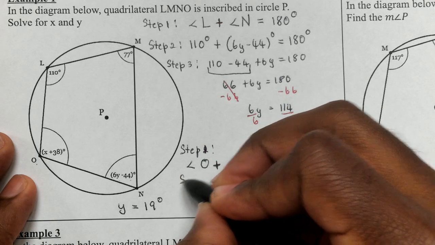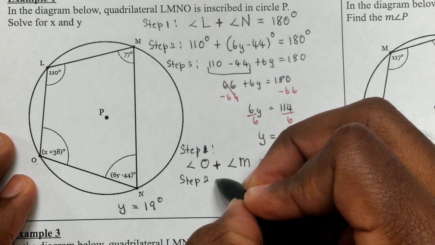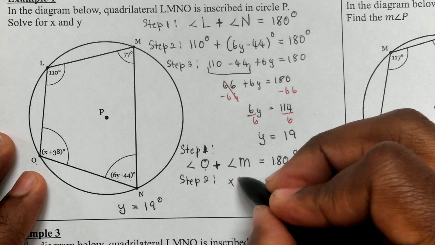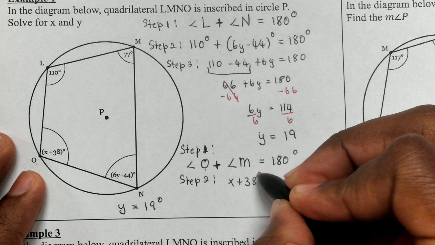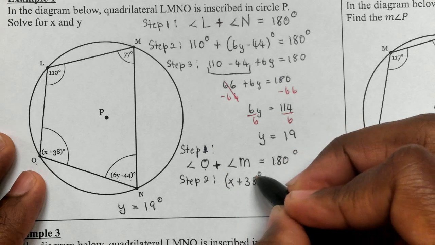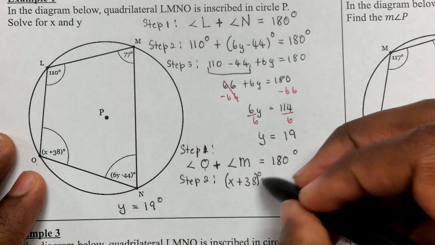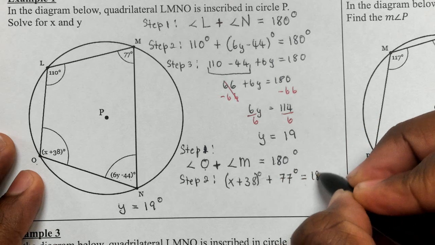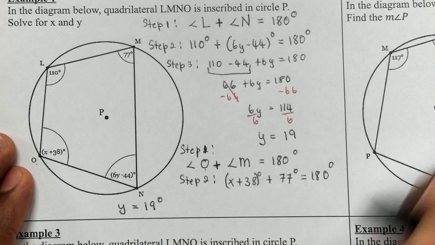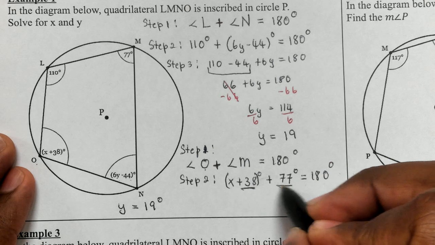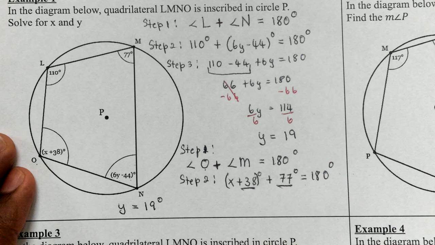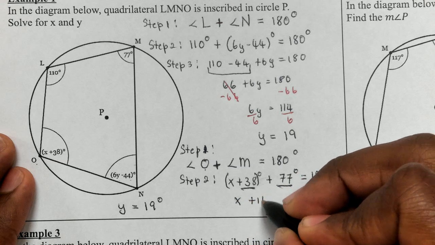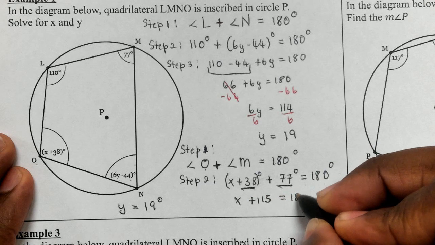Now when we do step 2, we substitute the values. Angle O is equal to x plus 38 degrees, and angle M is equal to 77 degrees, and that's all equal to 180 degrees. Now I can combine these terms. 77 plus 38 is 115. So I have x plus 115 is equal to 180.